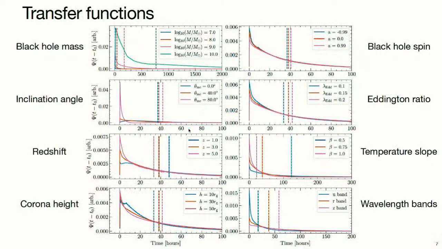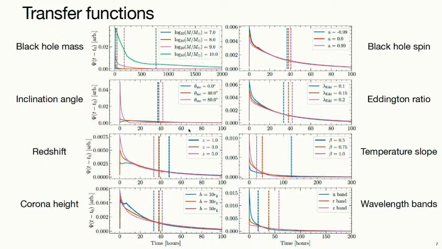And here's a bunch of transfer functions. Basically, we convolve the driving signal with transfer functions to simulate our light curve. Just to show the parameter space, the most important feature is the black hole mass. That's the main determiner of the timescale of the variability.